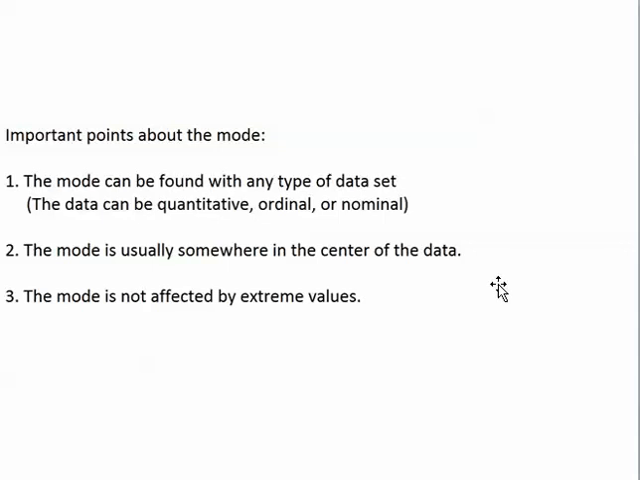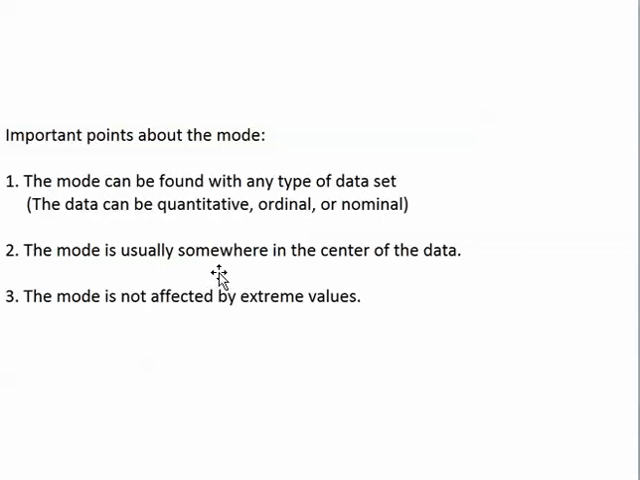Let's now go over a few important points about the mode. First, the mode can be found with any type of data, quantitative, ordinal, or nominal. That's because any type of data set can have a value that appears the most often. Second, the mode is usually somewhere in the center of the data. That's because the value that appears the most often is usually somewhere in the middle. It's usually not an extreme value down at the low end or an extreme value up at the high end.